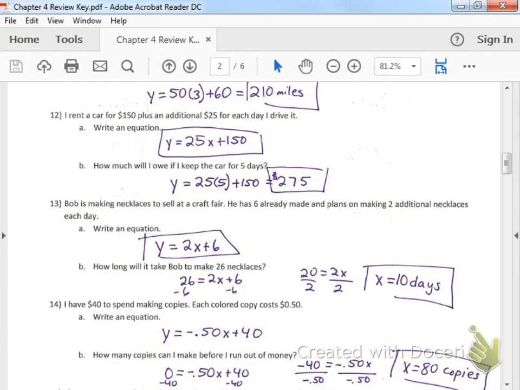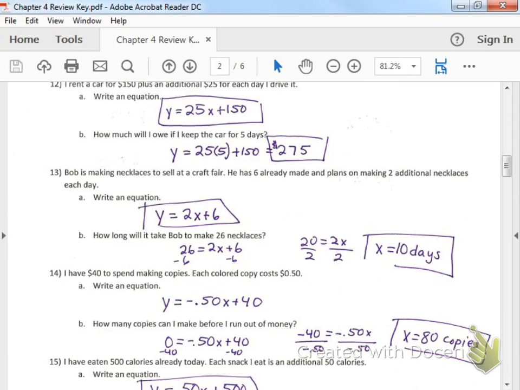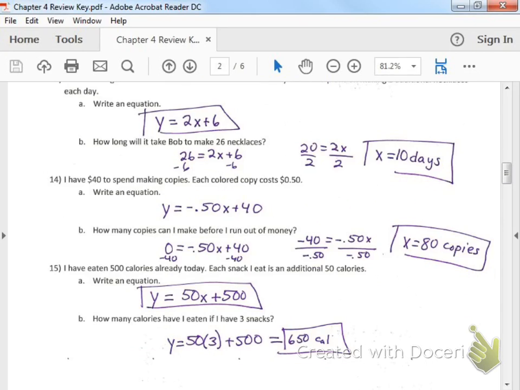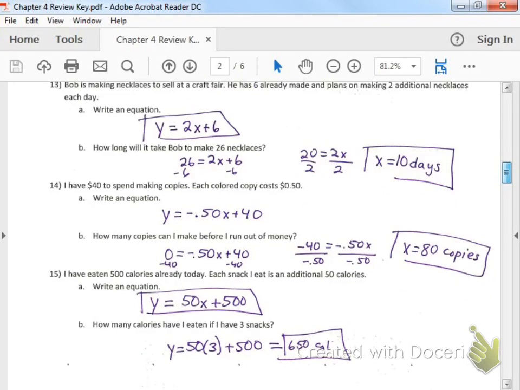Alright, I'll keep moving. Does anyone still need 12? Alright, I can put 13 and 14, 15 at the same time. So there's the bottom 3.